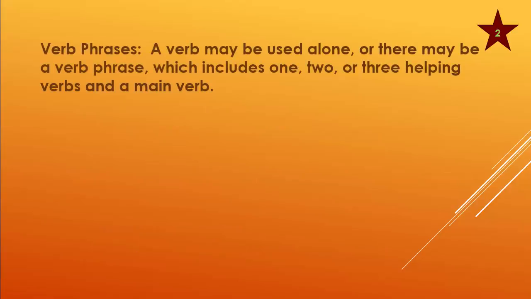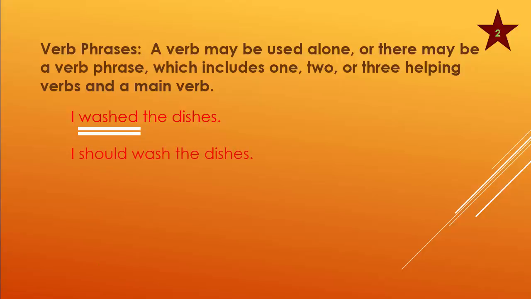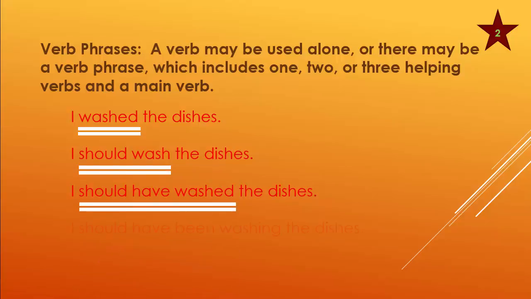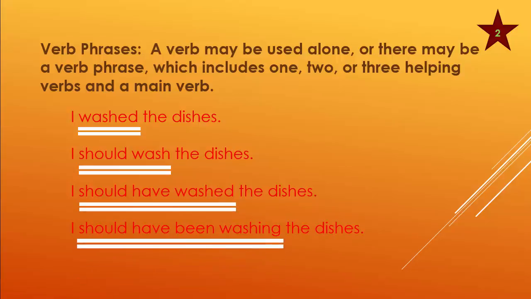Number 2, verb phrases. A verb may be used alone, or there may be a verb phrase, which includes 1, 2, or 3 helping verbs and a main verb. I washed the dishes has 1 verb. I should wash the dishes. 2. I should have washed the dishes. 3. I should have been washing the dishes. 4.